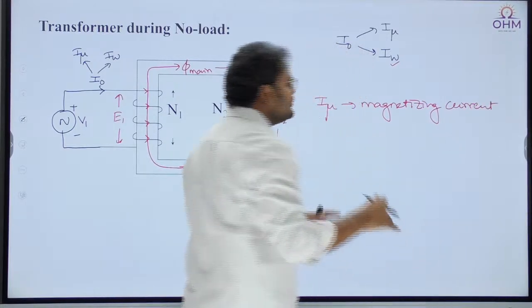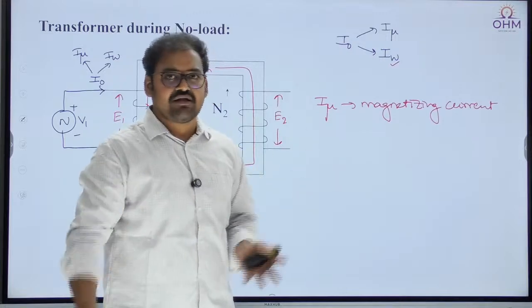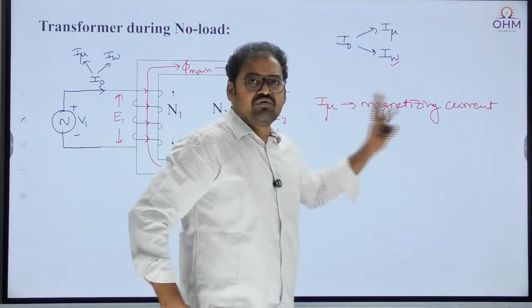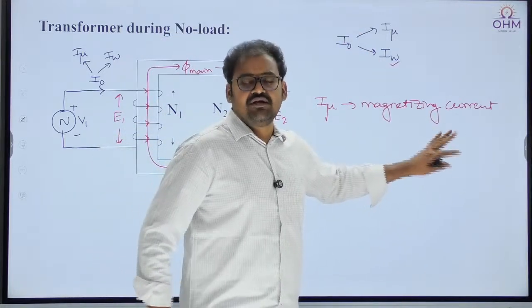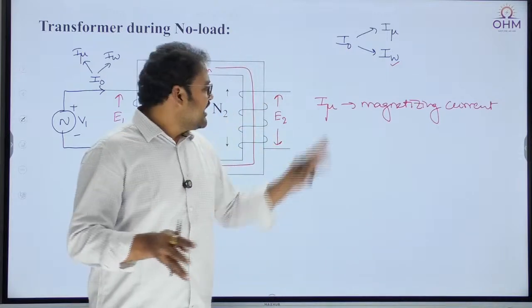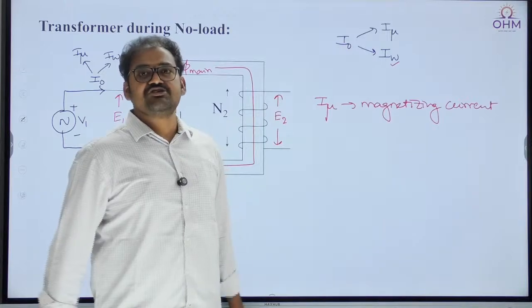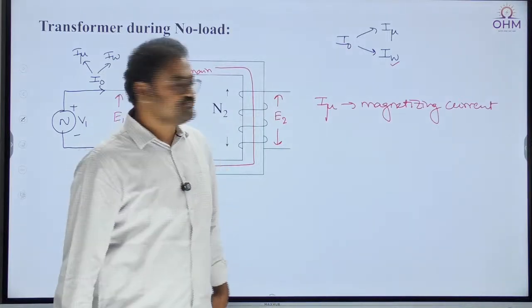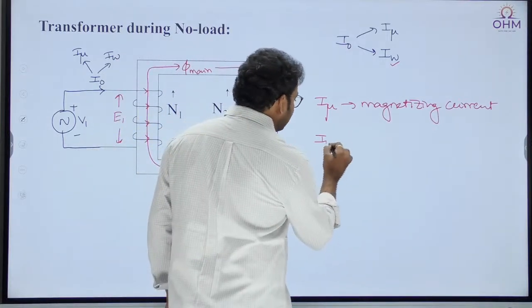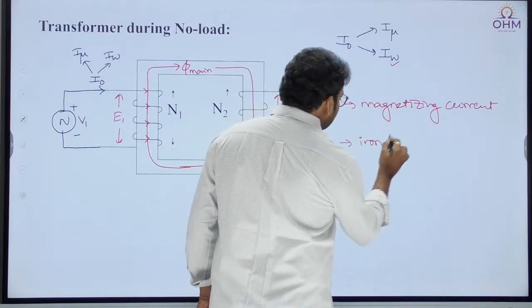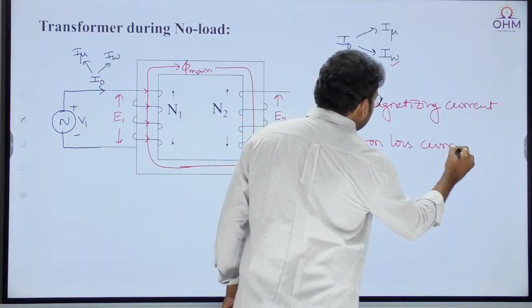In normal classes we use it to explain in a more detailed manner what is I mu, what is IW, why IW is separately used, etc. But this is a quick review session. I would like to give you only the brief points or bullet points which will help you to revise the subject quickly. And then IW, this is iron loss current component.